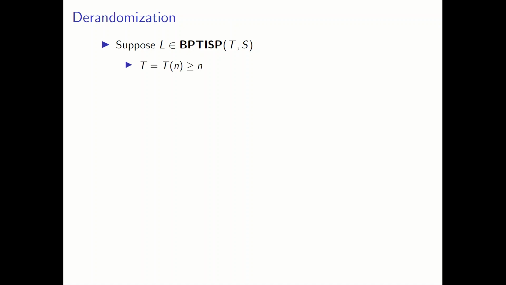Let's consider the regime of parameters where the algorithm has enough time to read the entire input, and enough space to store a pointer to anywhere in the input. Then the question I want to ask is: how efficiently can we decide this language by a deterministic algorithm?